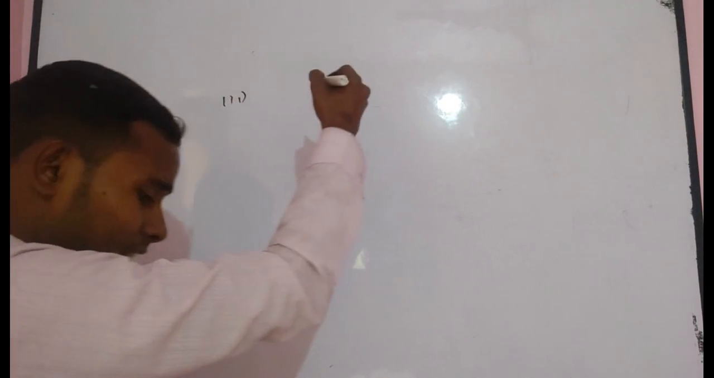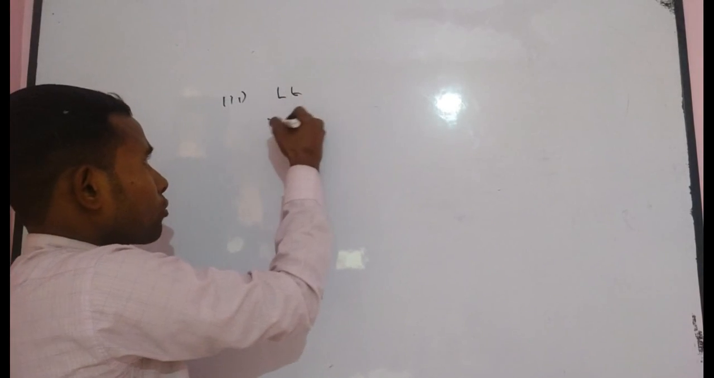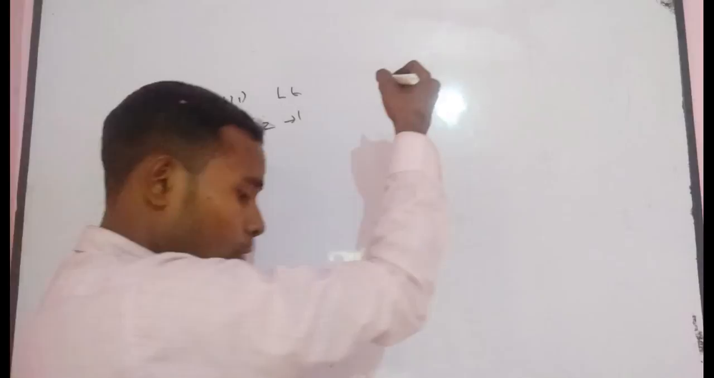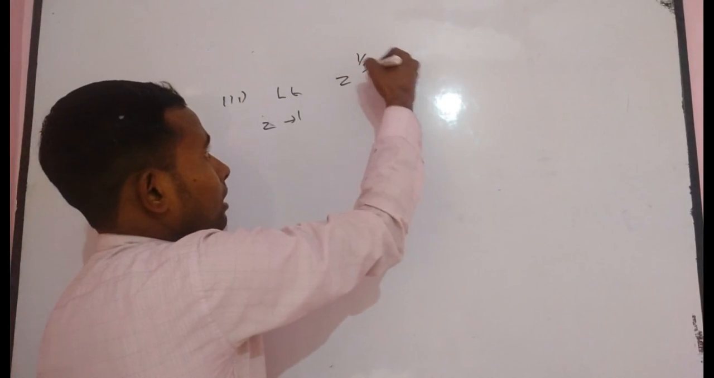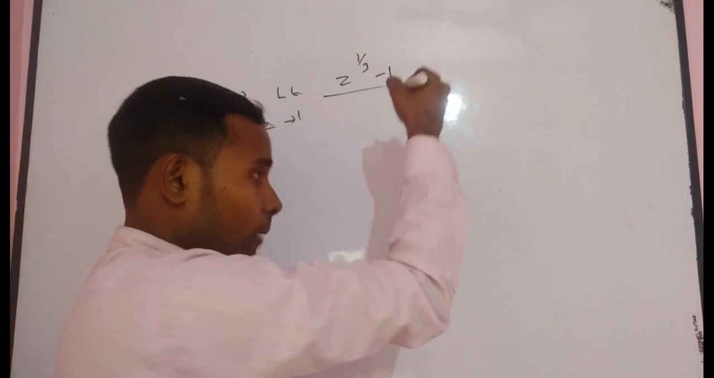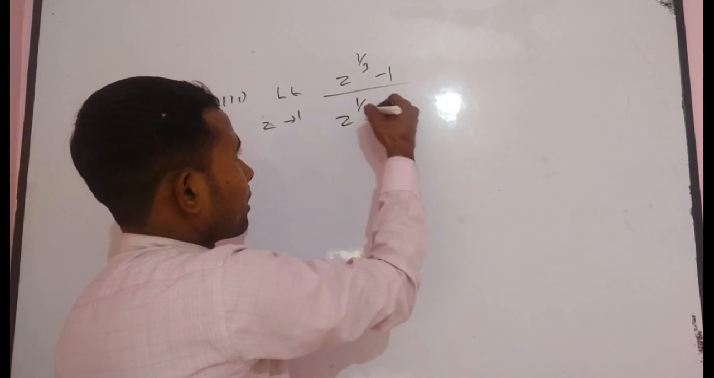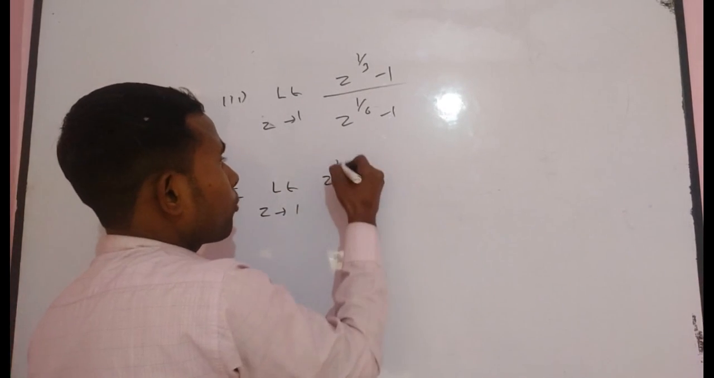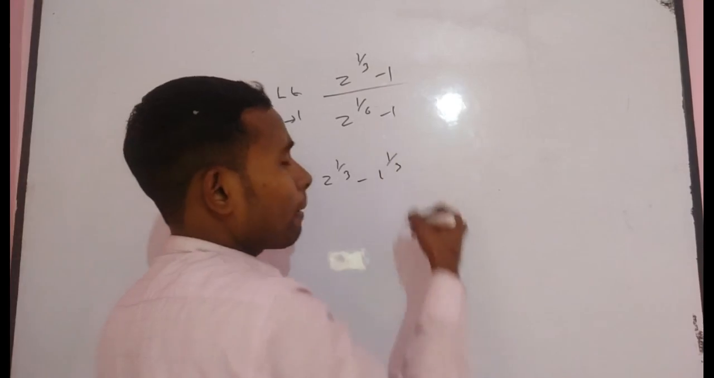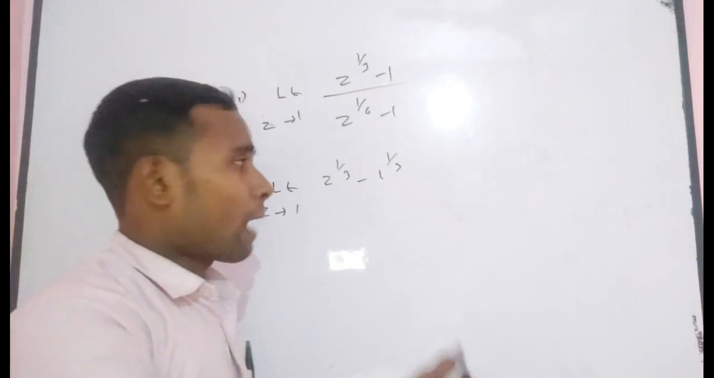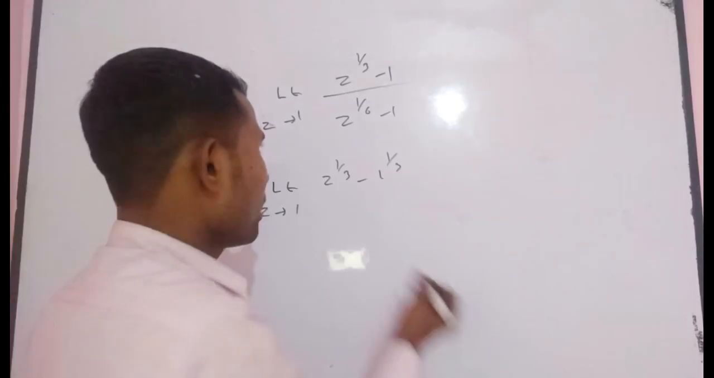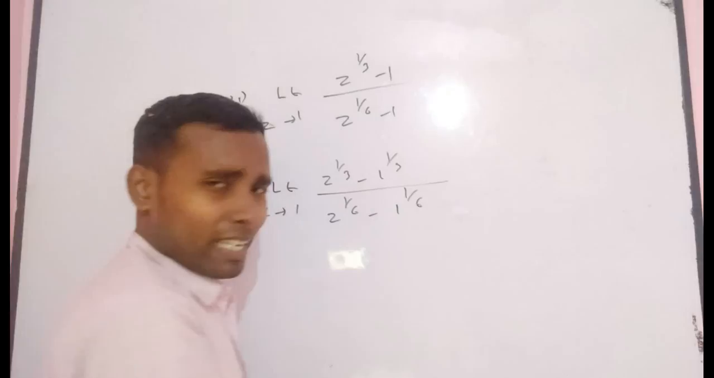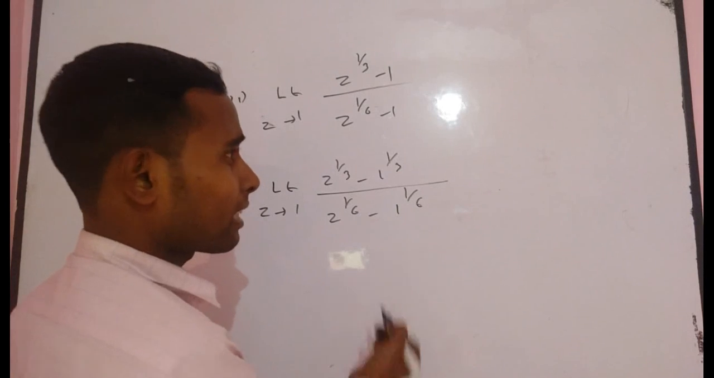Now I want to take a third example. In the third example, you have to find the limit z tends to 1, z to the power 1 upon 3 minus 1 divided by z to the power 1 upon 6 minus 1. Can you write it? Limit z tends to 1, z to the power 1 upon 3 minus 1 to the power 1 upon 3, because 1 to the power any, if you take any power of 1, it will always be 1. Now, z to the power 1 upon 6 minus 1 to the power 1 upon 6. Can you write it?